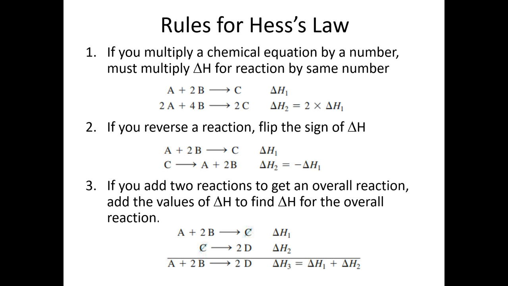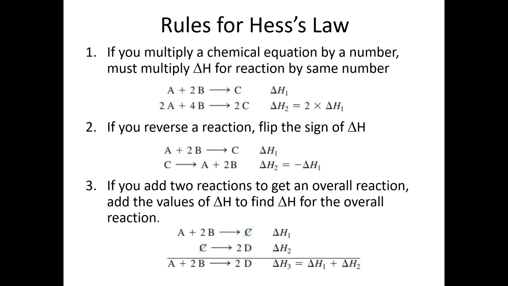All right, welcome. In this video, we are going to talk through some examples of Hess's Law. And let's just first review the rules regarding delta H values. And these are going to be important for applying to Hess's Law. So rule number one, if you multiply a chemical equation by a number, you're going to multiply delta H for the reaction by that same number.